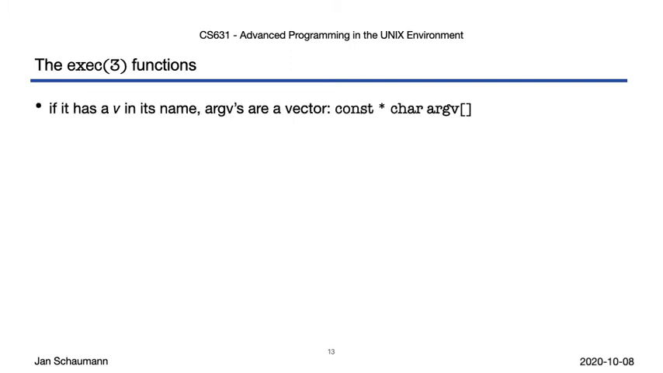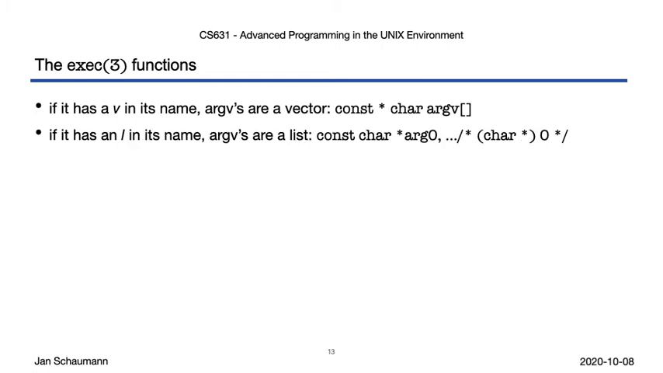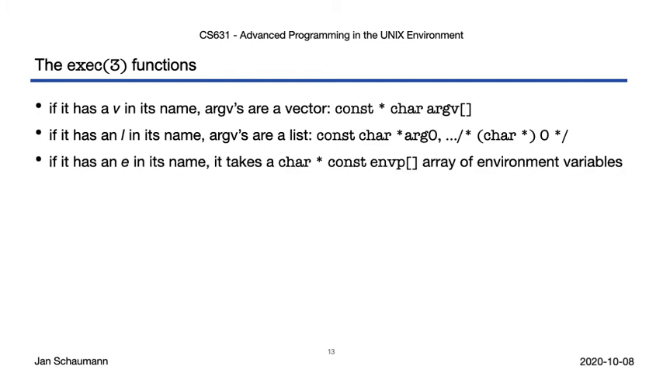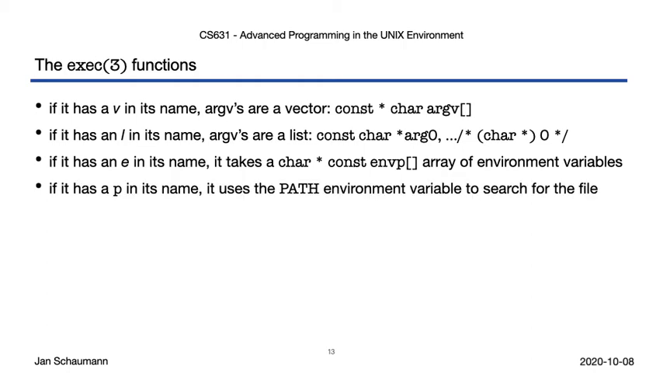If it has a v in its name, argvs are a vector. If it has an l in its name, argvs are a list. If it has an e in its name, it takes a char *const envp array of environment variables. If it has a p in its name, it uses the PATH environment variable to search for the file. For all other functions, you have to specify a complete path to the executable. Note also that you can control the entire argv vector or list, including argv[0]. That is, you can invoke a command foo and pass an argv[0] of bar to exec, and the process table will then show the command as bar. Give it a try to confirm.